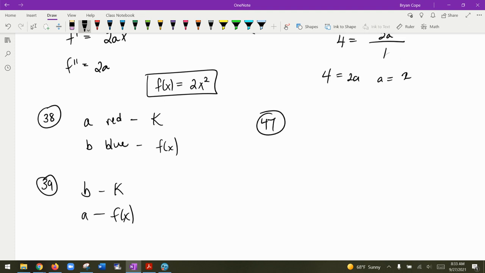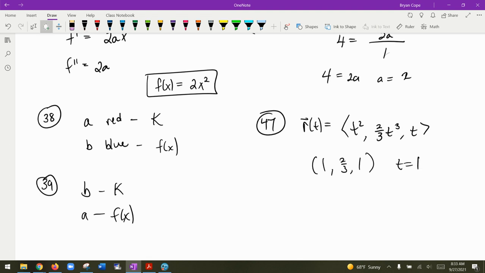Okay, 47. Find the vectors T, N, and B at the given point. So r of t equals t squared, 2/3 t cubed, and t. It's at the point 1, 2/3, and 1, which is clearly when t equals 1. So we're looking for big T of 1, big N of 1, and big B of 1. And remember that big B is big T cross big N. Okay, so let's go to the calculator and do it.